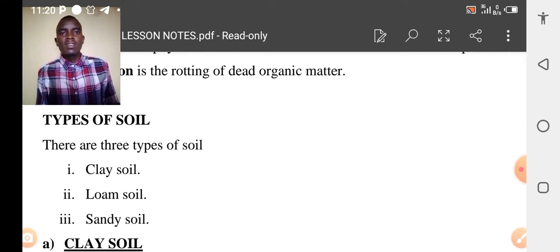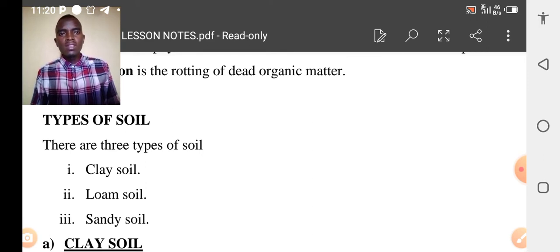vases, and different things that we prepare for flowers. We also have plates made of clay, and many things that we get from clay. So clay soil is the first type of soil, and the second one is loam soil. Loam soil is also a type of soil.